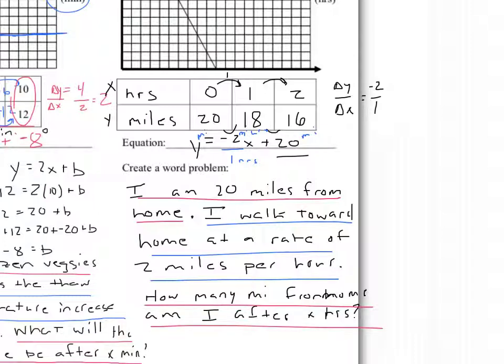Simple, very formulaic. Write a sentence that tells you the real world meaning of your starting point or your y-intercept. Write a sentence that tells you a real world reason about your rate, and then ask a question. How many y miles am I away from my house after x hours? Very formulaic. Now, if you want to get more creative, go for it. Add in all the little details that make a story great. These are the things that you have to have, all right?